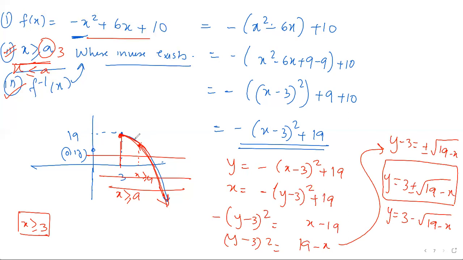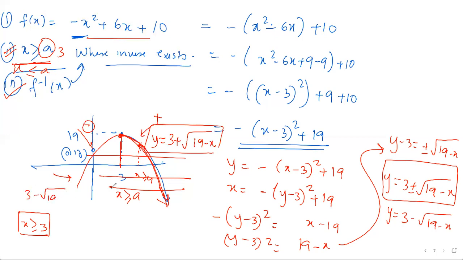Generally, what works best, and this is my own way of thinking, is that if you retain the right side of the vertex, you take the plus out of these two signs. If you retain the left side of the vertex, you take the minus. So the inverse for this side will be y equals 3 plus root of 19 minus x. And if you had retained this part, the inverse for this side will be 3 minus root of 19 minus x. My correct answer is the plus one. So this is how you find the inverse.